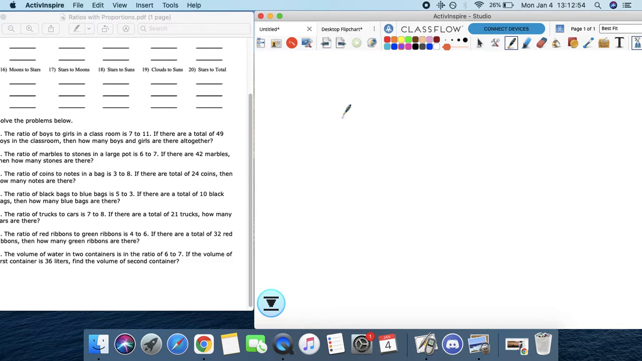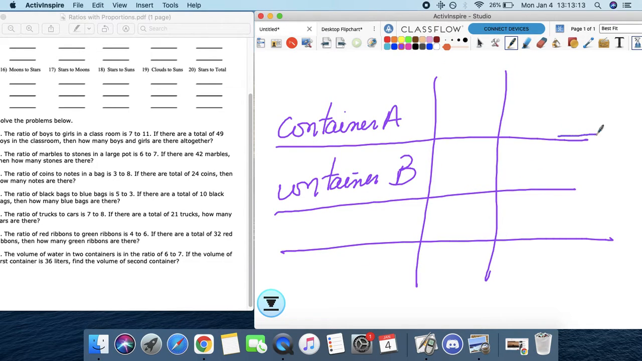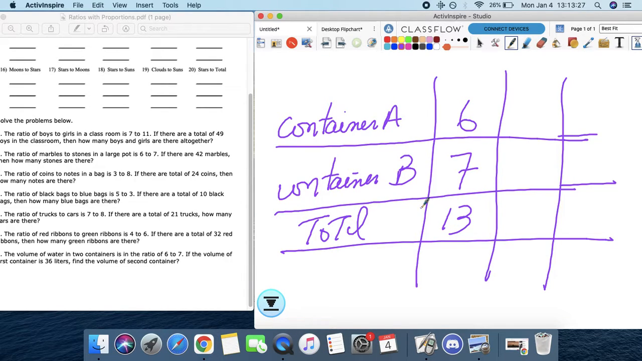The volume of water in 2 containers is the ratio. So there's a container, right? Un vaso. Container A, container B. Hay dos vasos. Y tienen agua, and there's something in there, water. So in container A, there's 6 something, gallons, 6 something. In container B, hay 7. So what's the total? Hay 13 something, pints, gallons, quarts. It doesn't say, so it doesn't matter. 13 units. Okay, so that's the ratio, 6 to 7.